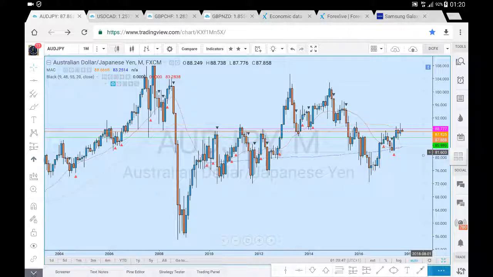So that should wrap it up for the Australian dollar Japanese yen.